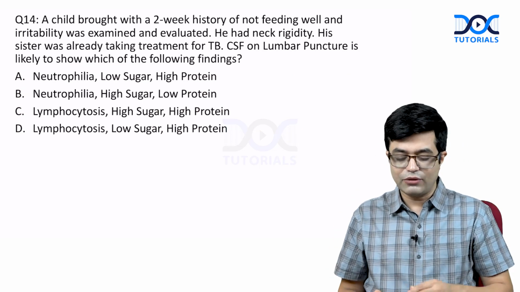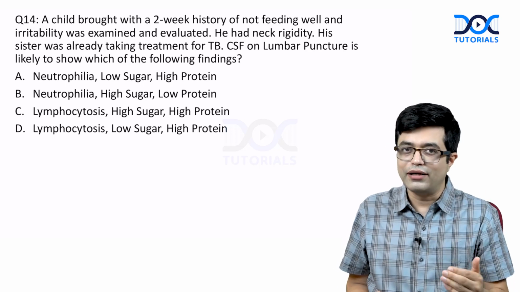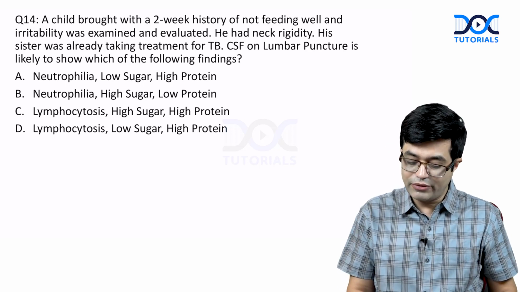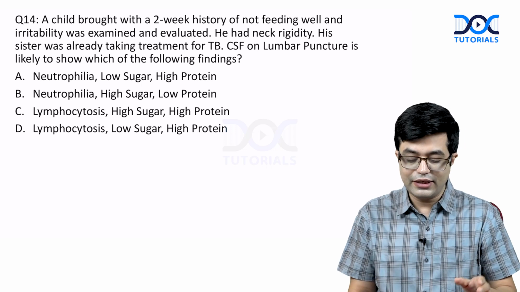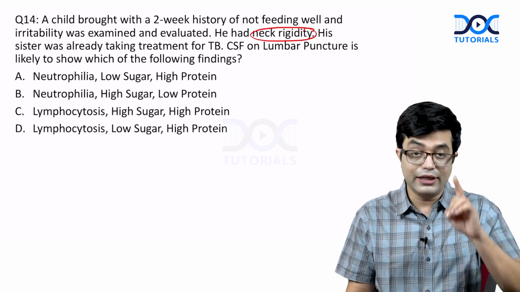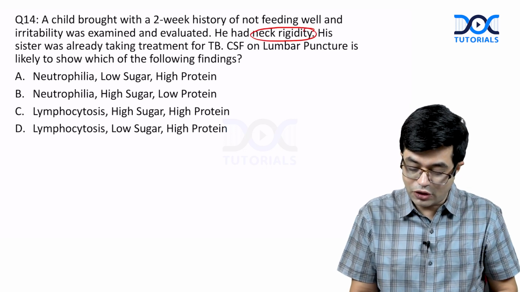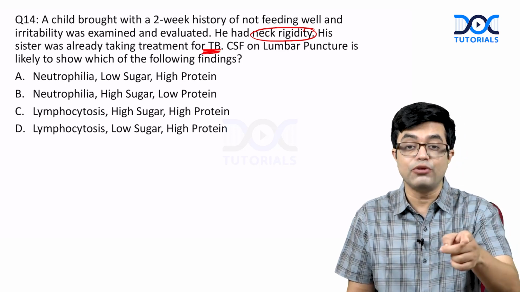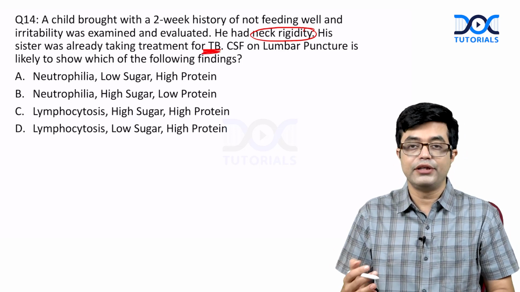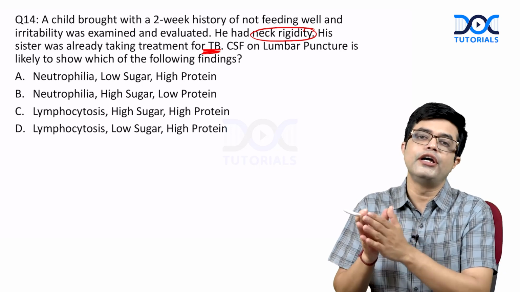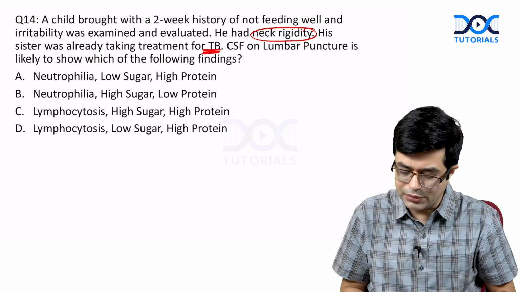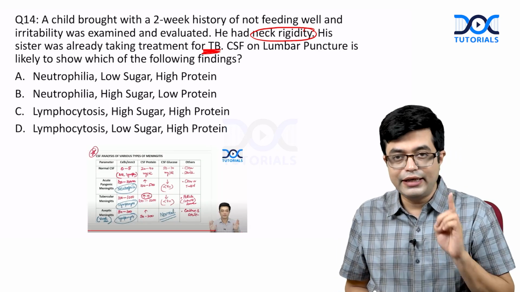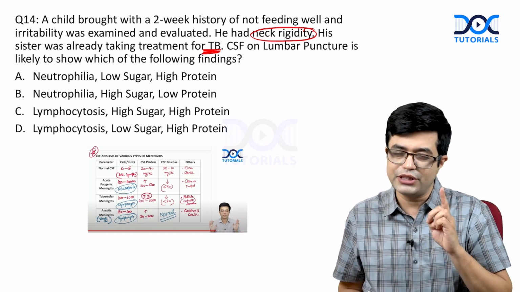Question number 14. Questions are becoming more and more clinical, as you can see. Child brought with 2 weeks history of not feeding well, irritability was present, he was evaluated, neck rigidity, so likely meningitis. His sister was already taking treatment for TB, so contact with tuberculosis. CSF will show what? So they are asking about the CSF picture in tubercular meningitis. If you remember, I have discussed it in my previous recalls video, which is there on YouTube.